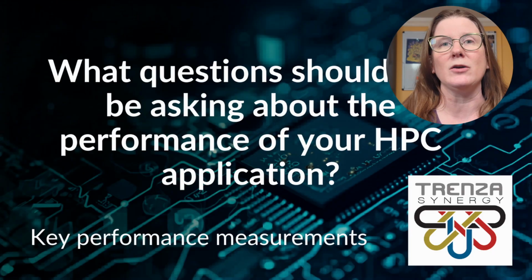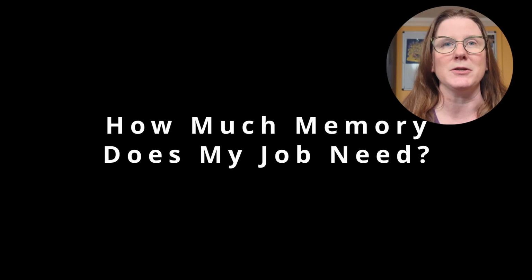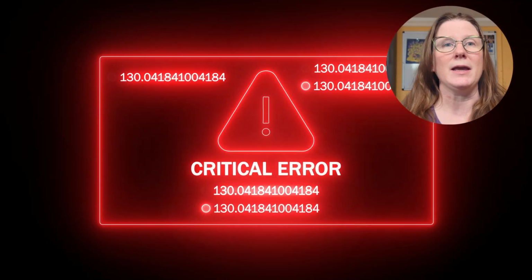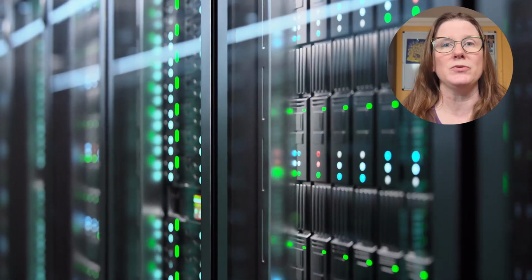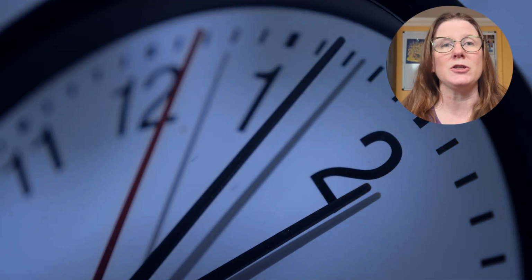In the previous video, we introduced Survey and the 7 questions every HPC user should ask before running a job. In this video, we're going to focus on the first and most fundamental question: how much memory does my job need? Getting memory right is critical. Underestimate and your job crashes with an out-of-memory error. Overestimate and you may be requesting more compute nodes than you really need and potentially waiting longer in the queue. Let's look at how to get it right.